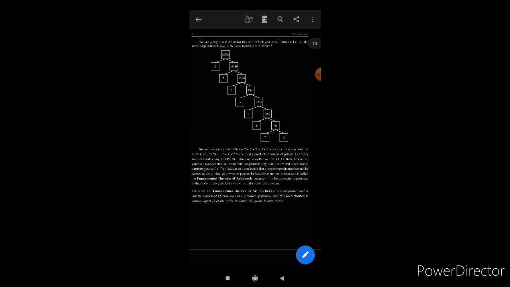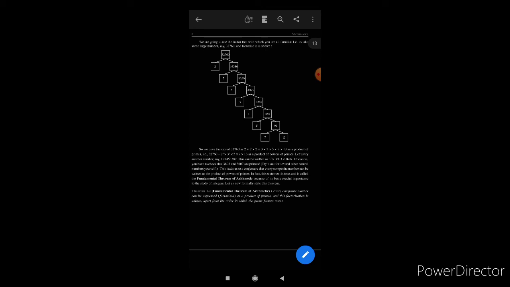So we have factorized 32,760 as 2 into 2 into 2 into 3 into 3 into 5 into 7 into 13 as a product of primes. 32,760 is equal to 2 power 3 into 3 square into 5 into 7 into 13 as a product of powers of primes. Let us try another number, say 1, 2, 3, 4, 5, 6, 7, 8, 9.